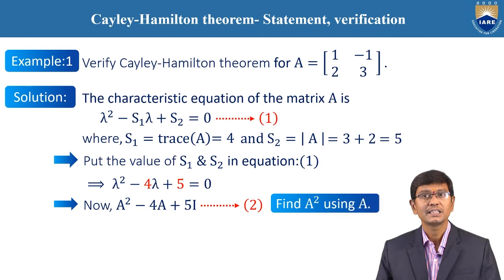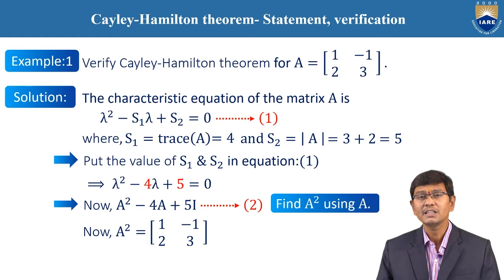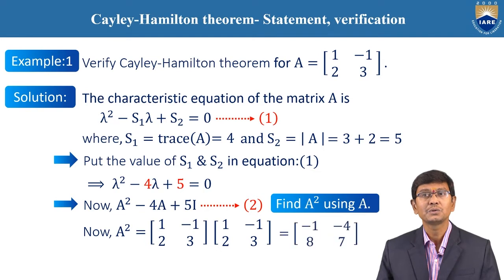This equation is treated as the second equation. Now we want to verify whether A square minus 4A plus 5I is equal to 0 or not. Due to that, first of all, we need to find the meaning of A square, the meaning of A, and the meaning of I. As we know, A is equal to the given matrix, and with the help of this matrix A we need to find A square, that is A into A. And I is the unit matrix. By solving A square, that is the given matrix A into A, the matrix is reduced to -1, -4, 8, 7.